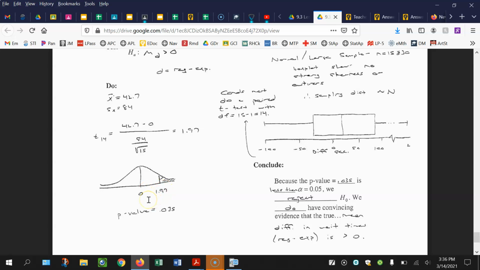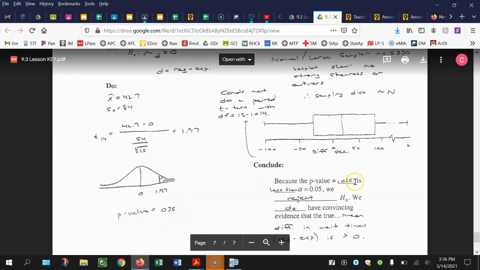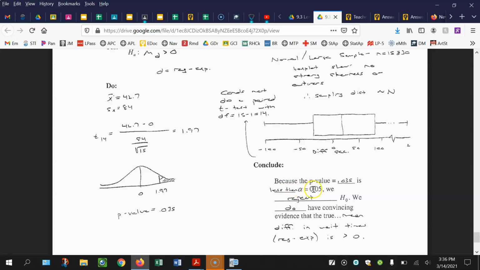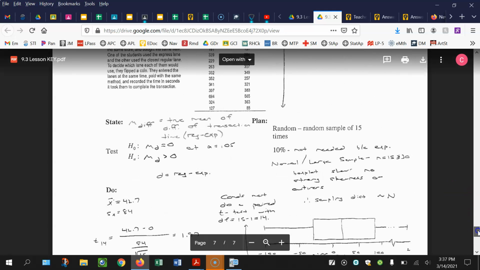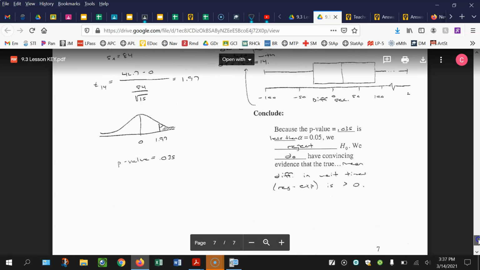P-value, to get that, I'm doing tcdf from 1.97 to infinity with 14 degrees of freedom. I don't need to double the area because this is not a two-tailed test. Because the p-value 0.035 is less than alpha equals 0.05, we reject the null. We do have convincing evidence that, and then I'm just going to strip this context, that the true mean difference of transaction time regular minus express is greater than 0, which makes sense. So the express line does look like it is quicker.